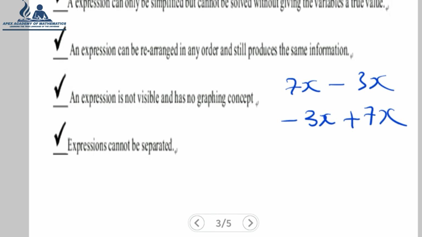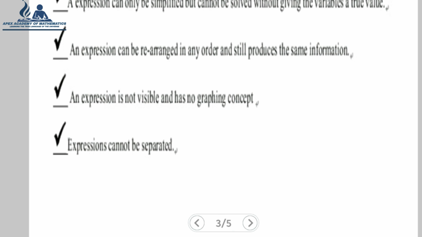All right, guys, so we're at the fourth one here. An expression is not visible and has no graphing concepts, which was of course mentioned when I was talking about equations. So for the second to last one here, an expression is not visible and has no graphing concepts. So you cannot graph an expression. All right, so that's just another thing that I need to mention to you.